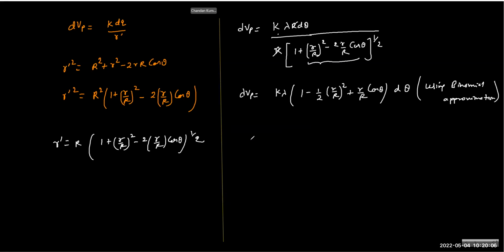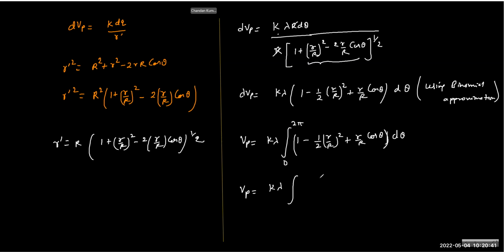Yes. So the VP will be k lambda into integration of 1 by 2 r square by R whole square plus r by R cos theta d theta from 0 to 2 pi, right? So the VP turns out to be k lambda, and this will be 1 minus. Okay, now you can simply integrate.